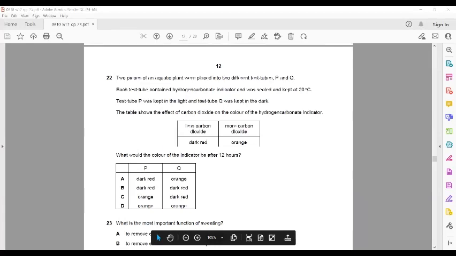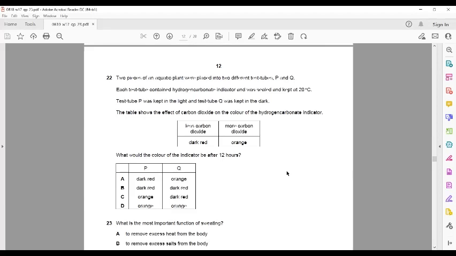So the answer is A. The reason again has to do with the presence of light. They were either kept in the dark or kept in the light. When they are kept in the light, there is photosynthesis happening there, so starch is being formed.